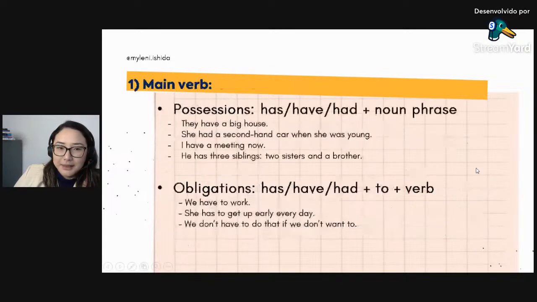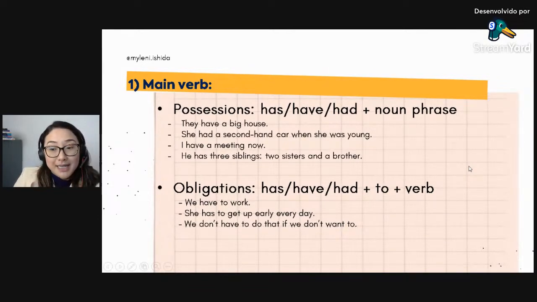Let's take a look at here. Look, I'm gonna say something. You are going to put your examples in the chat, in the comments, please. Okay? So possessions. You are going to use has, have, or had, and a noun phrase. For example, they have a big house. This is possession. Okay?